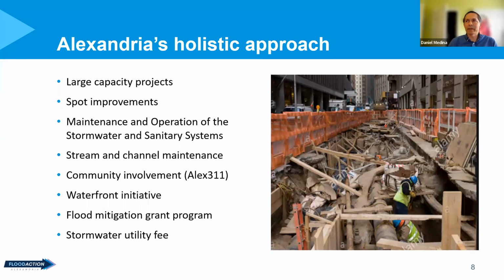First of all, the large capacity projects. There are areas in the city where drainage just became completely outdated. The pipes are too small. They don't go where they're supposed to go. There's bottlenecks in the system. So we need to do some major rehab in the city. We call those large capacity projects.